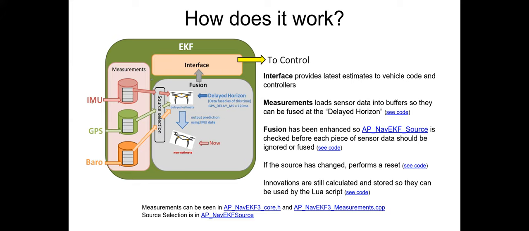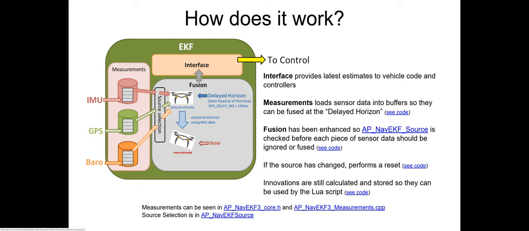But then there's this measurement section. This is where we take in all of the sensor data and push it into little buffers. So we have an IMU buffer, GPS buffer, external nav buffer, barometer buffer. You have all these little buffers that we push the sensor data into, or sometimes we pull data from the sensor into these buffers. But in any case, the sensor data ends up in these buffers. You can see there's a little C code link here. You can have a little peek at that if you want. You'll see that it's not too bad.